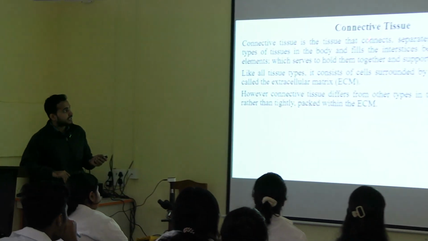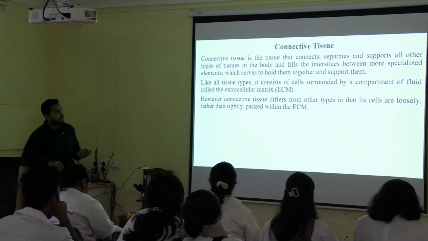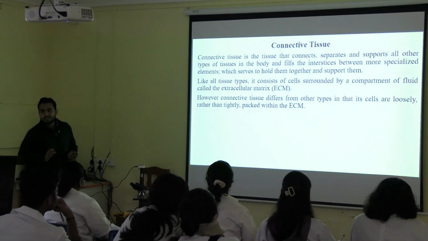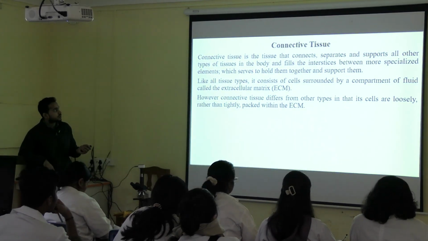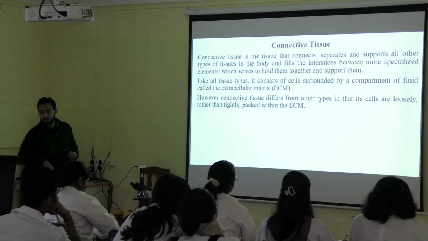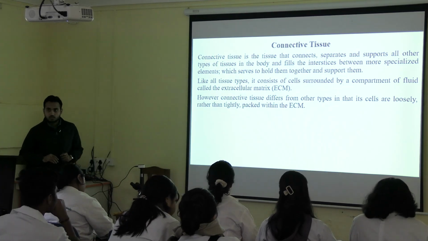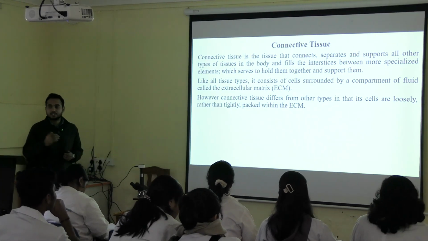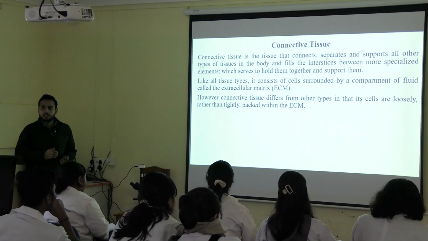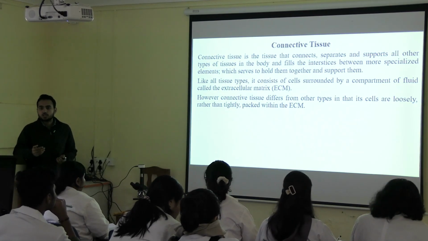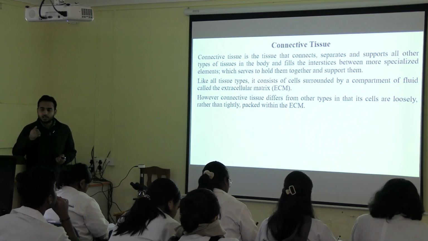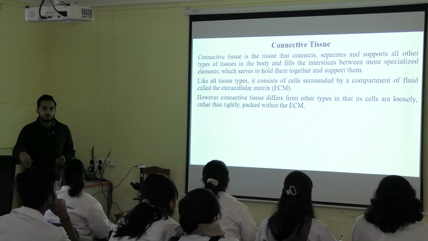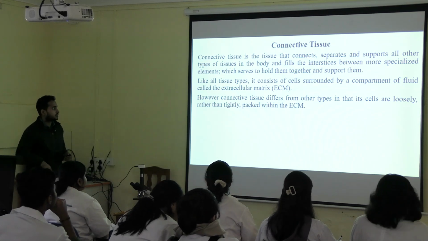Along with that, it fills the interstices between the more specialized elements, which serves to hold them together and to support them. So not only is it binding and separating, but it is also filling the interstices. Along with that, it is also providing support to the different tissues, along with the different organs in our body. So that is the connective tissue.